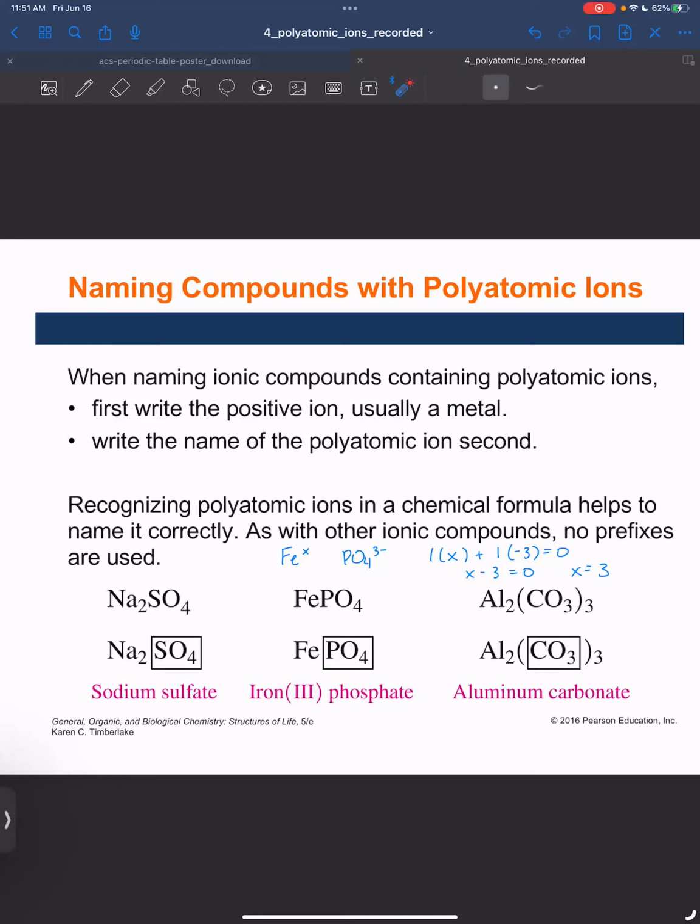And then last but not least, we have aluminum, and then this CO3 here is carbonate. So aluminum carbonate. Aluminum is not a transition metal, doesn't have variable charge, so we don't need a Roman numeral.